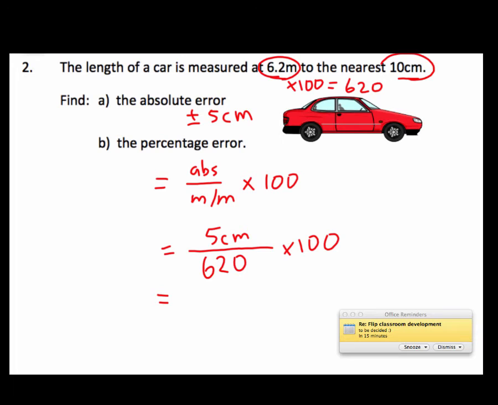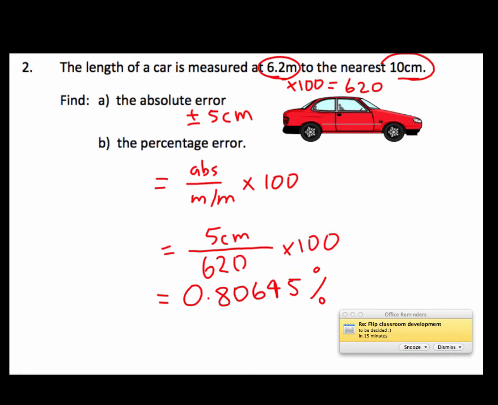And let's see how significant this error is. Okay, so we've got 0.80645. So that is less than 1%. So this is our least important error, our least significant error.